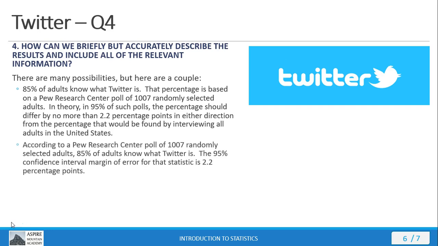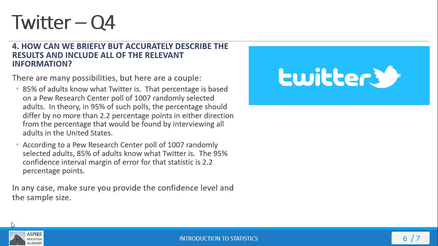Alternatively, we could say, according to a Pew Research Center poll of 1,007 randomly selected adults, 85% of adults know what Twitter is. The 95% confidence interval margin of error for that statistic is 2.2 percentage points.